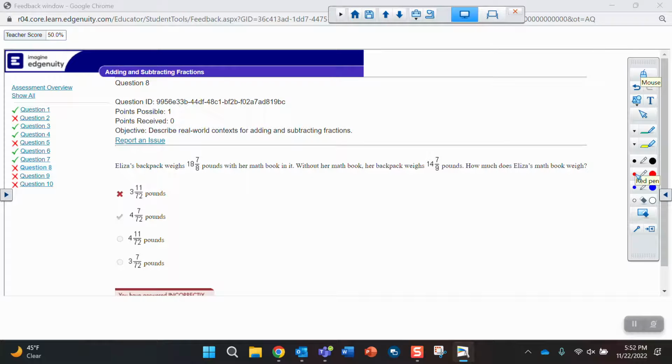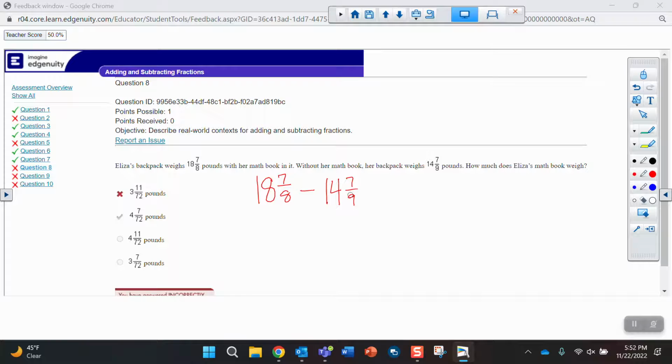Here we have a backpack. Eliza's backpack weighs 18 7/8 pounds with her math book in it. Without her math book, her backpack weighs 14 7/9 pounds. How much does her math book weigh? So this is subtraction. We're going to take the total weight of the backpack and the book, and subtract out the weight of her backpack without the book.